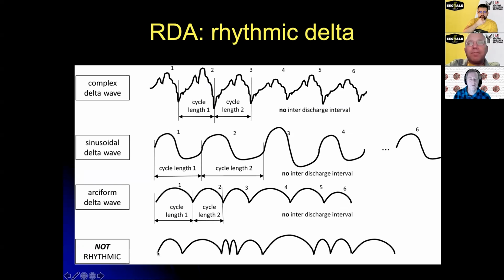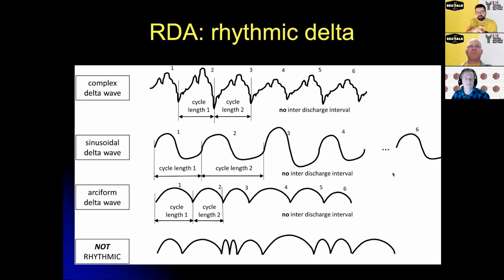But note that this bottom one, there's lots of delta waves and some of them are big and slow, but it's not rhythmic because it's very irregular. That has three terms that are all used equally: polymorphic, irregular, or what's the other one? Arrhythmic. Yeah, that's it. Thank you. Non-rhythmic. I wasn't even quizzing you that time. That's when I get things right, when people are not quizzing me. Yeah, so those are all kind of the same thing, polymorphic, irregular.